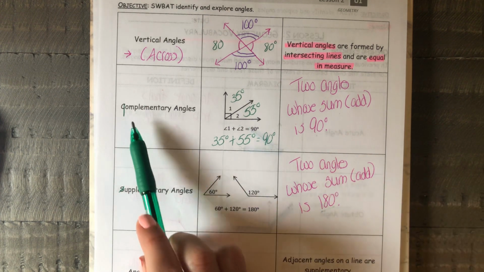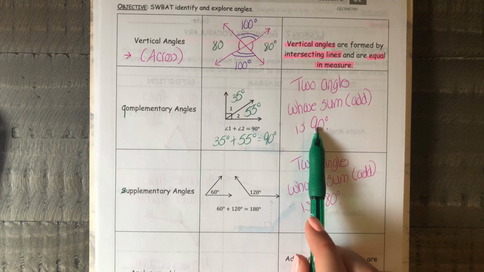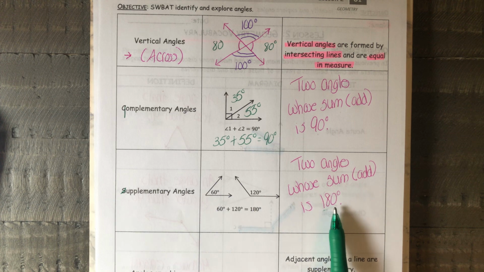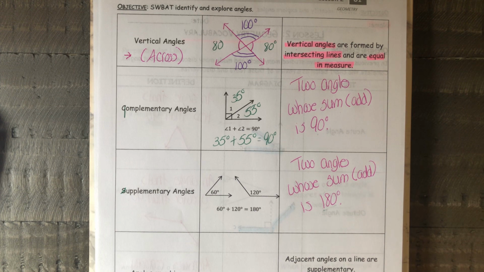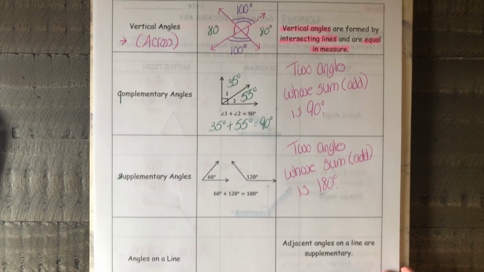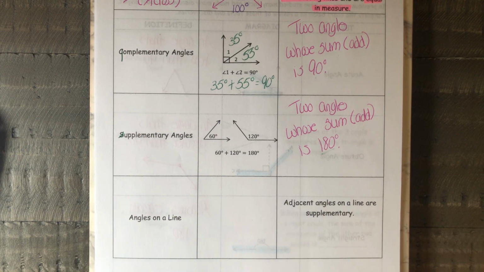If you can hopefully remember that complementary is 90, then of course supplementary would have to be the 180, right? That other number. These are probably the two most common numbers we use in geometry throughout the year. So it's going to be easy for you to remember both. Okay. And then moving on to our last word on this page, angles on a line.